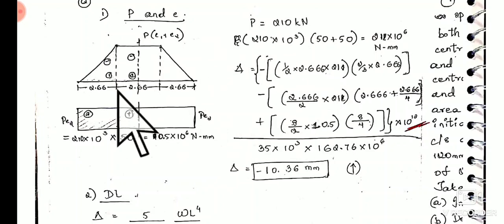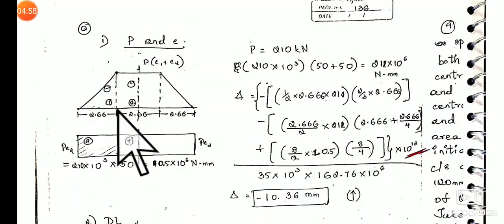Now we have to apply Mohr's theorem to these figures, that is triangle, rectangle, rectangle. First one, second one, third one. Now I will take up the first geometrical figure.